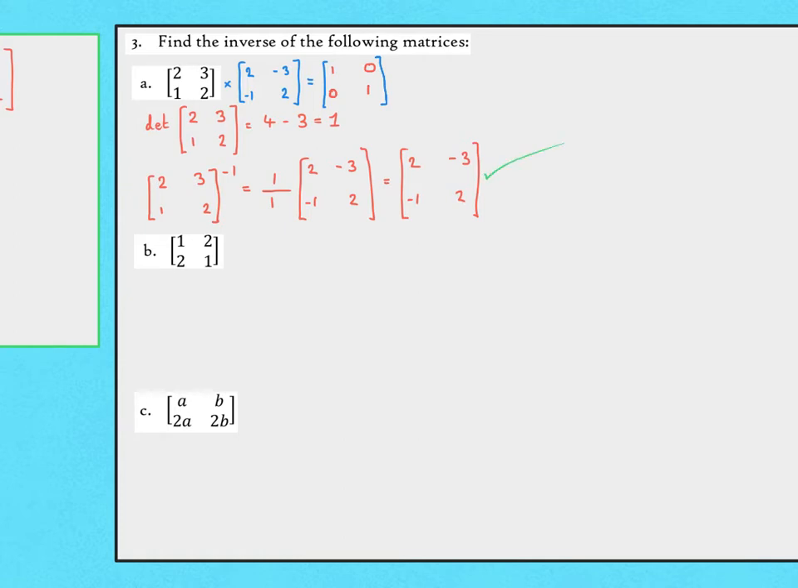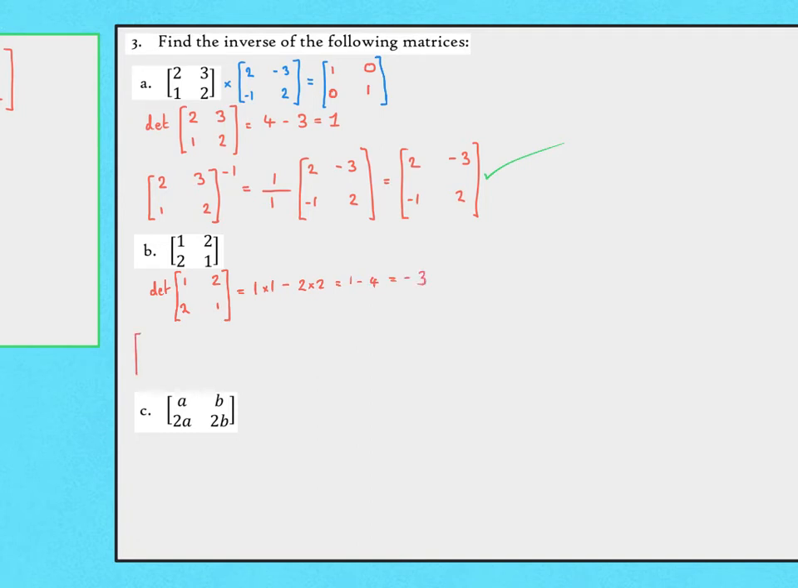We can do the same with our second inverse. The determinant is equal to 1 times 1 minus 2 times by 2, so it's the difference between the product of the diagonals, which is equal to 1 minus 4, which is equal to minus 3.